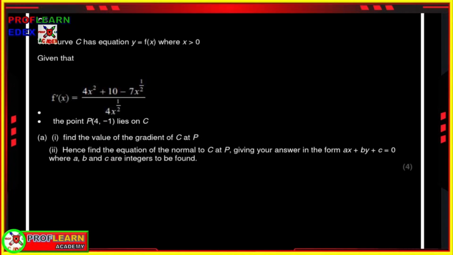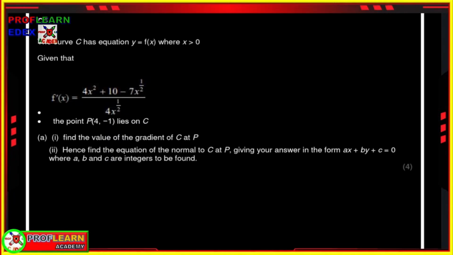We are told that curve C has the equation y equals f of x, whereby x is greater than 0. We are given the gradient function f prime of x to be (4x squared plus 10 minus 7x raised to the power a half) over 4x raised to the power a half. Then the point P, which is (4, -1), lies on C. We're supposed to find the value of the gradient of C at P.